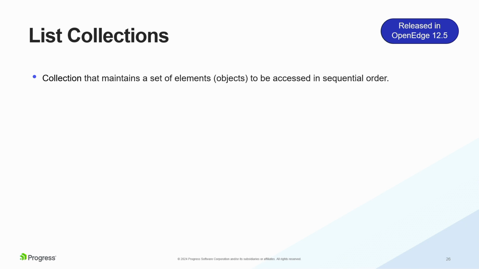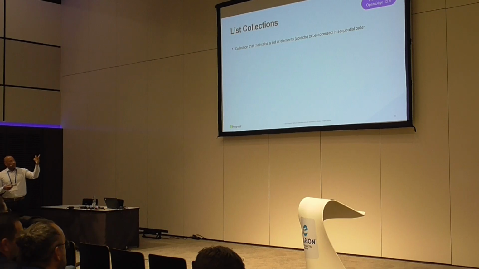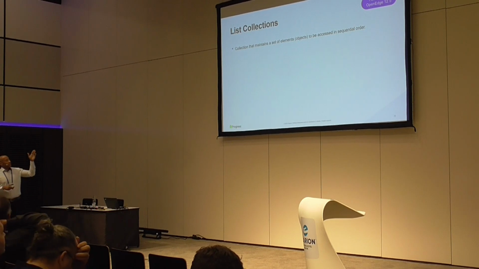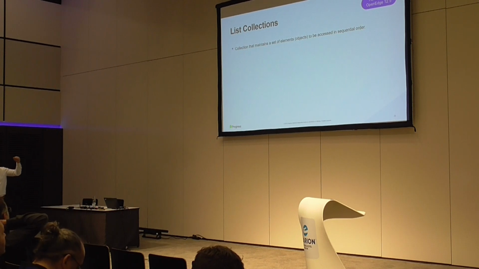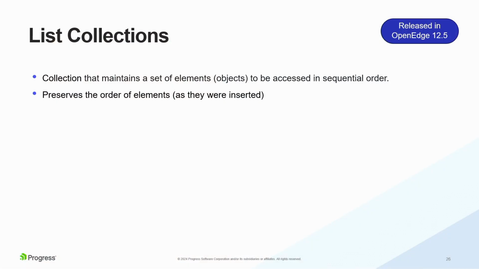So we used to have the OpenEdge core collections package. It was a limited implementation of collections. But in OpenEdge 12.5, we introduced a built-in collection construct into the OOABL, specifically the list collection in this case, that maintains a set of elements, i.e. objects, in a sequential order. So one characteristic of the list collection is that it preserves the order in which elements were inserted into the list, unlike sorted set collections, which we'll see in the next slide.